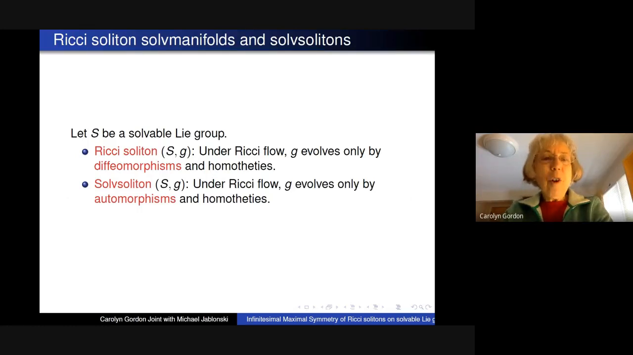Now, within the class of all Ricci soliton solvmanifolds, there's a special subclass called the solvsolitons. So let S be a solvable Lie group. Then remember, for a Ricci soliton, it just needs to evolve by diffeomorphisms and homotheties. For a solvsoliton on a solvable Lie group, we have the stronger condition that it evolves by automorphisms and homotheties. So the diffeomorphisms actually are automorphisms, to preserve the group structure. Not every left invariant Ricci soliton on a solvable Lie group is a solvsoliton.